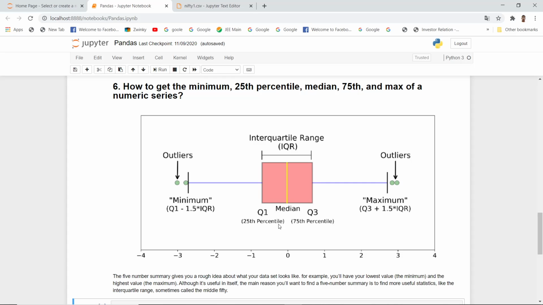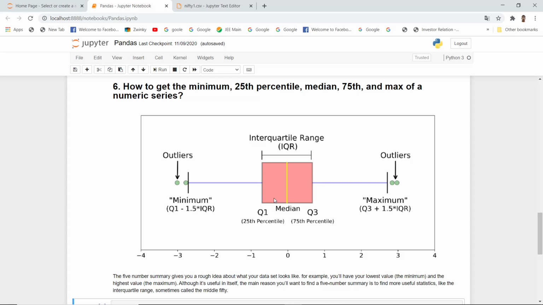The 25th percentile, or quartile 1, which is called Q1, is a value below which there are 25% of the values and above which there are 75% of the values. Similarly, the median is a value below which there are 50% of the data and above which there are 50% of the data. And quartile 3, which is also called the 75th percentile, has 75% of the data below it and 25% of the data above it. And these are the maximum and minimum values of a data set.